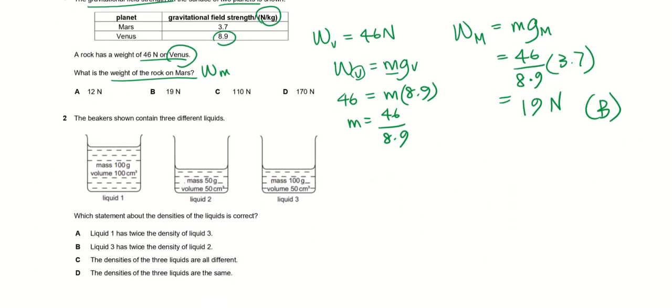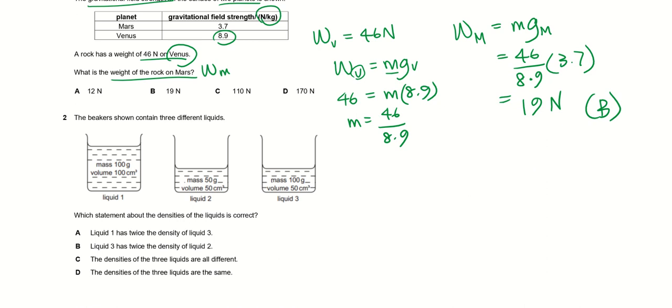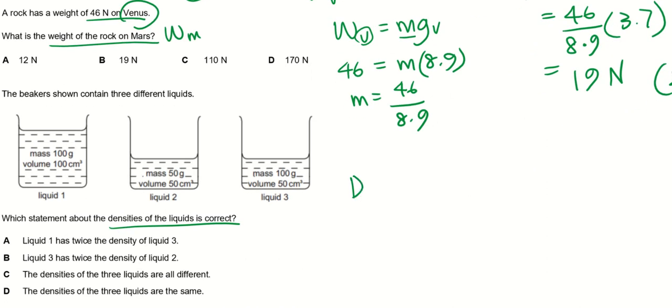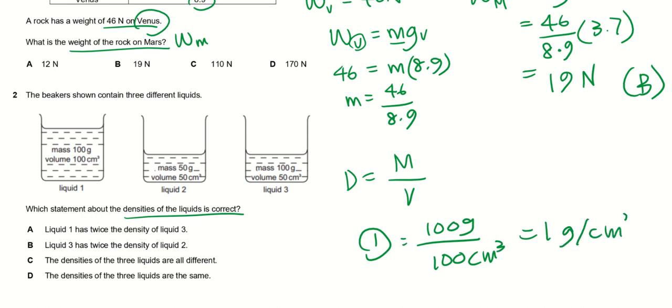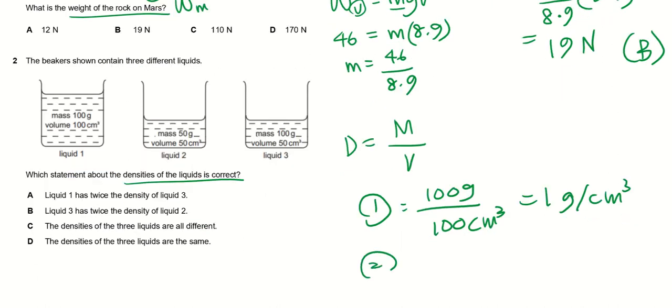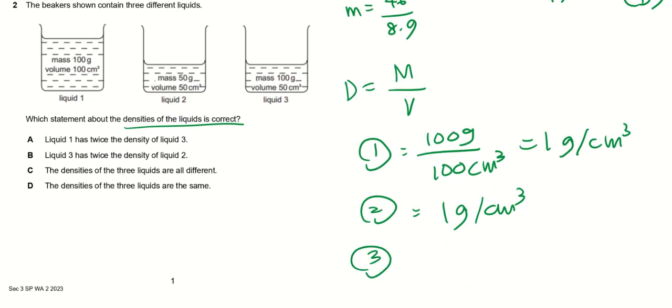Then, the beakers shown contain 3 different liquids. Which statement about the densities of the liquids is correct? Now, density formula equals mass over volume. We are provided with the mass and volume. For liquid 1, the mass is 100 grams over 100 cm cube, so it's 1 gram per cm cube. Similarly for liquid 2, it is also 1 gram per cm cube, and for liquid 3, it is 100 over 50, so equals 2 gram per cm cube.